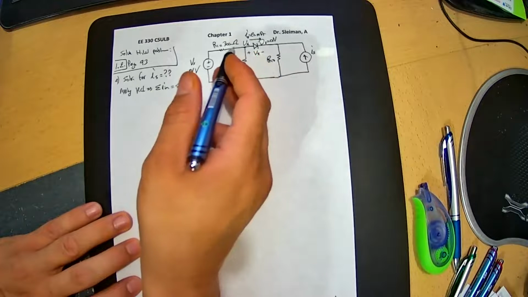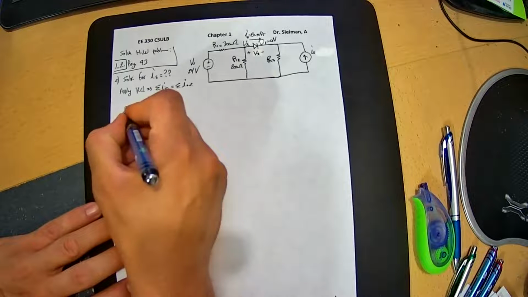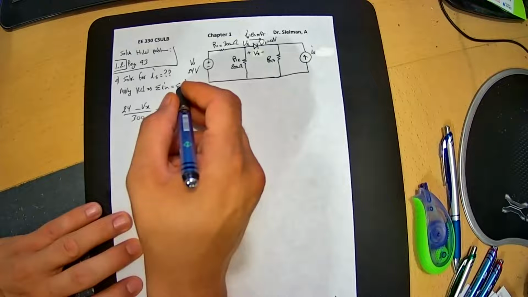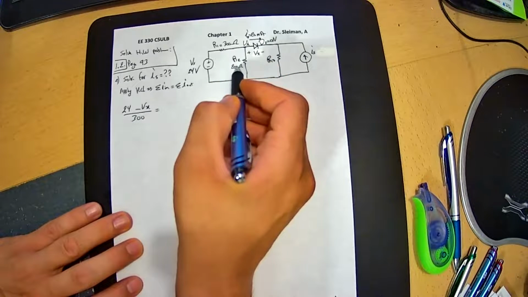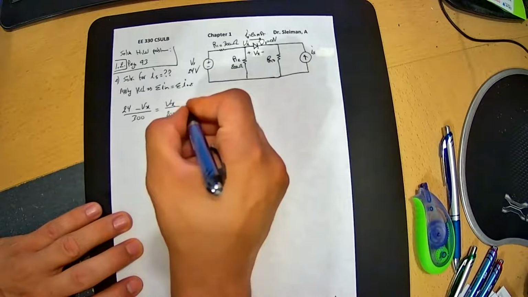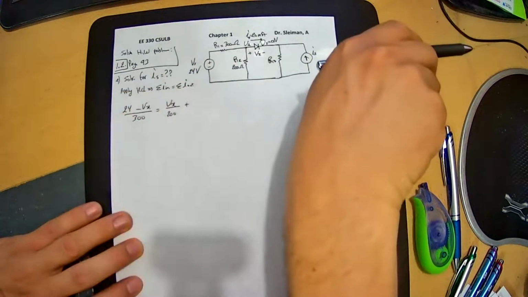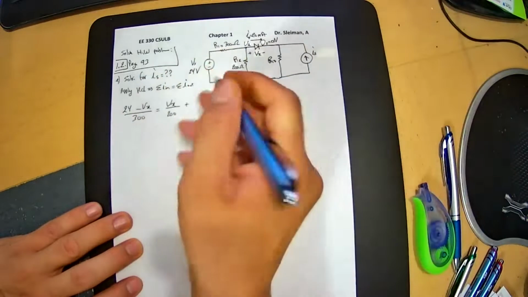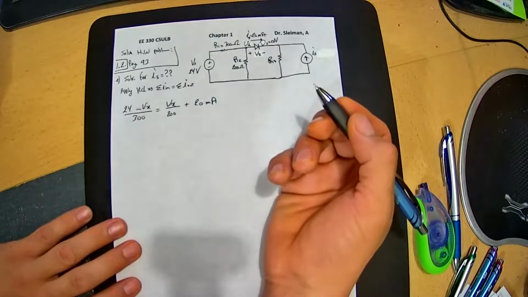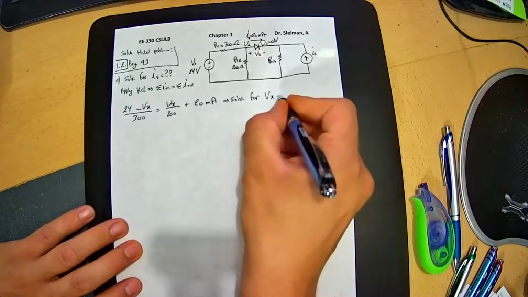24 minus Vx divided by 300 is equal to, we have 20 ohm and Vx, so Vx divided by 200 plus, if the current is going away it is plus, if it's going in it's negative, so plus 20 milliamp. It's easy, we can solve for V of x.